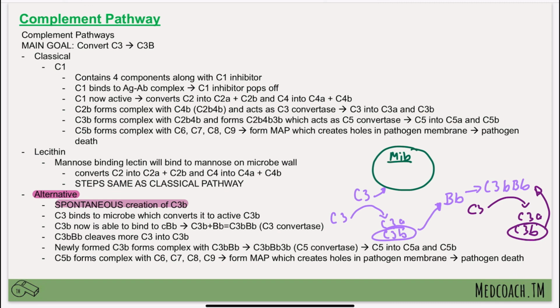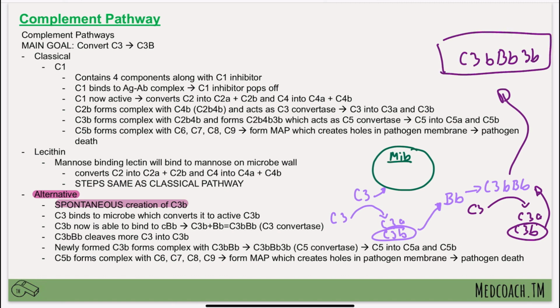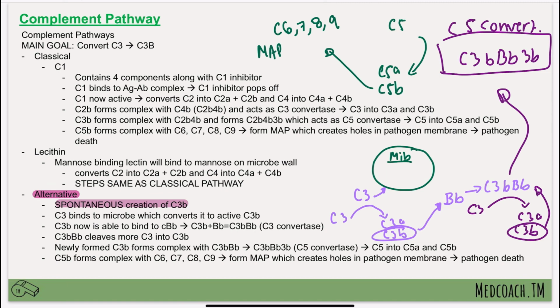So you're going to eventually see, running out of a little bit of room here, so I'm going to move up here, we're going to see a C3bBb3b complex formed. And then this C3bBb3b complex is going to act as a C5 convertase. And it's going to convert the C5 into C5A and C5B. And then after that, these steps are the exact same, where C5B goes on to bind onto C6, C7, C8, and C9 and form MAP or MAC again. And then this MAP or MAC is going to then go and create holes in the pathogen membrane and result in pathogen death.